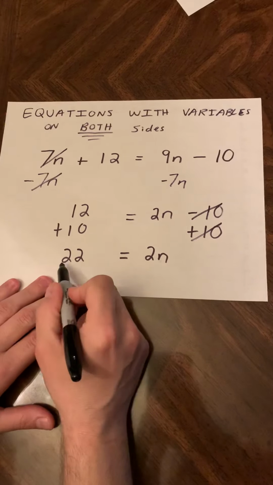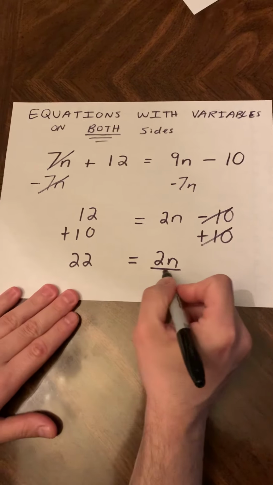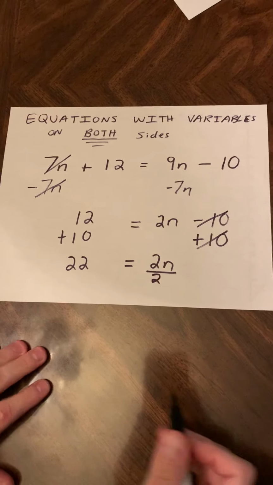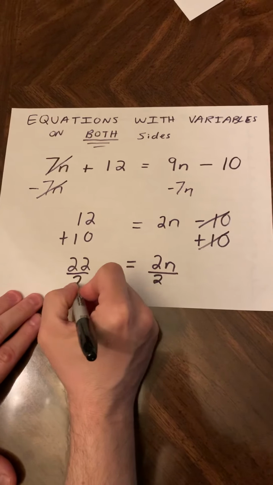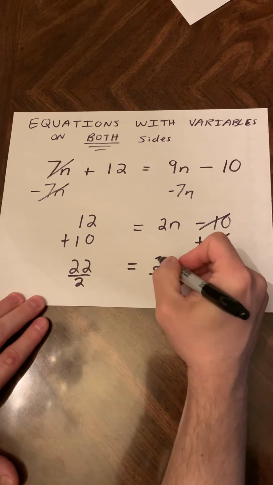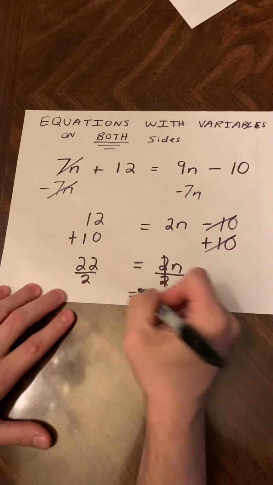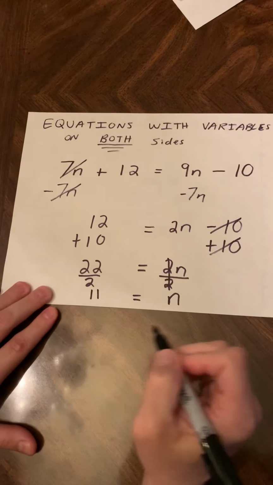I know that 2n is equal to 22, so I want to know what 1n is equal to, so I have to divide both sides by 2. Whatever I do to one side, I do to the other. 2 divided by 2 gives me 1n. We can cross those out. 1n just means n, and we get n equals 11.